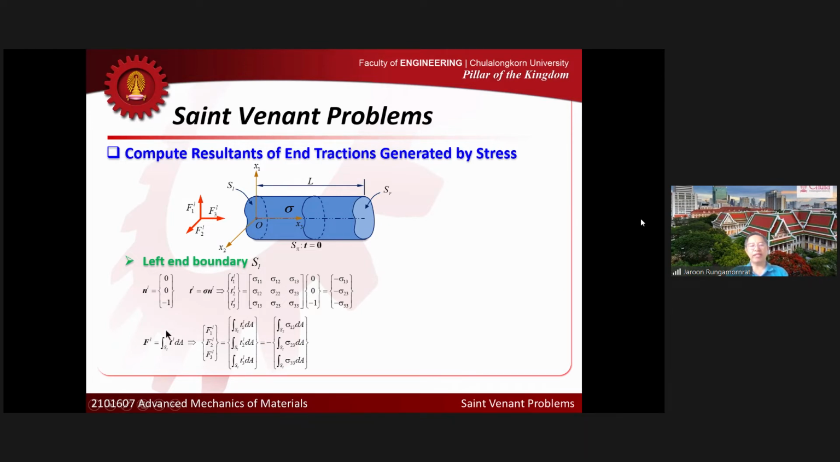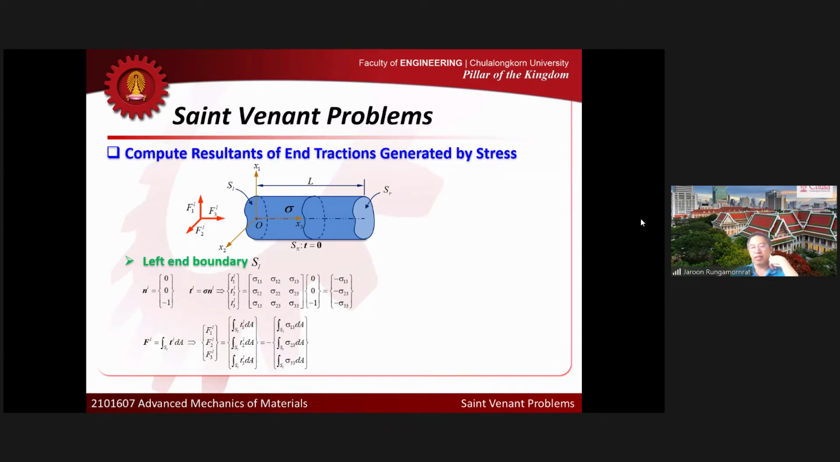If you know the stress field here, and you want to compute the net forces and moments due to that stress at the left end, we just plug in the values of the components of stress into this expression, and then you perform the integration across the section. Now you come up with the net force. Is that clear to you?